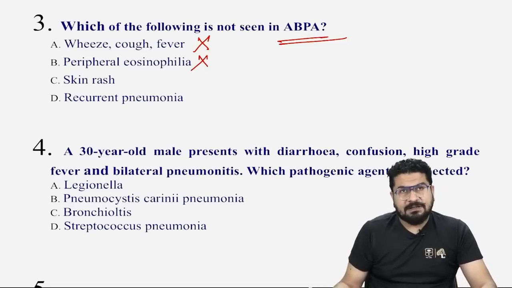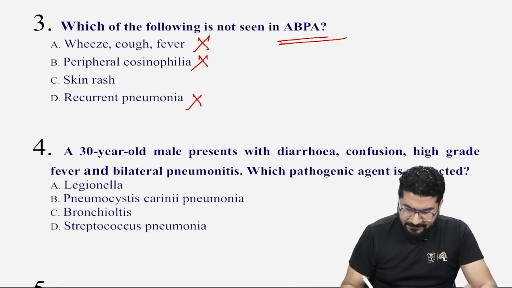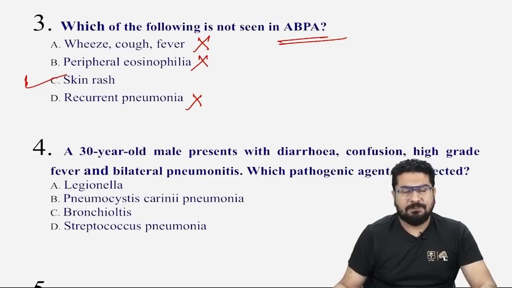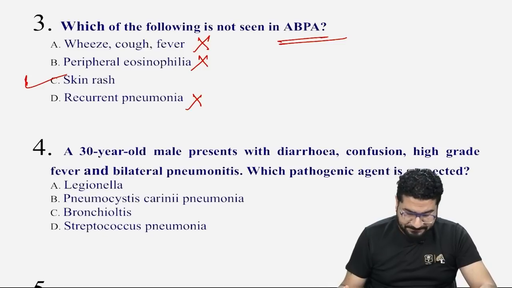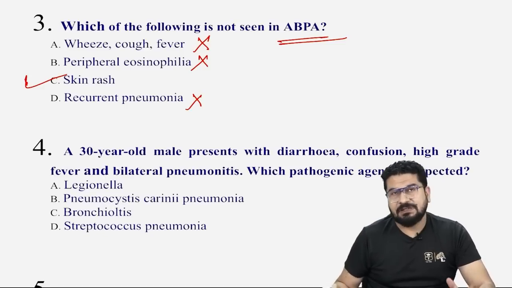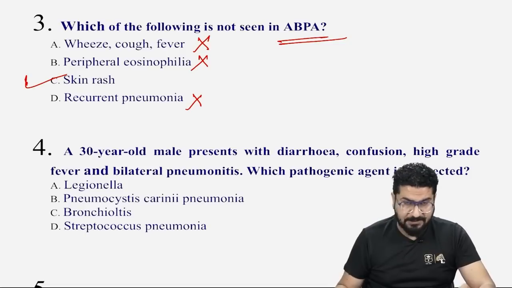So it's mainly a respiratory condition. Pneumonia is also seen, recurrent pneumonia is seen. Skin rash is not a classical feature. However, we can see this due to some drug that we use to treat this condition. But remember, skin rash is not a classical feature that we see in a patient of allergic bronchopulmonary aspergillosis.